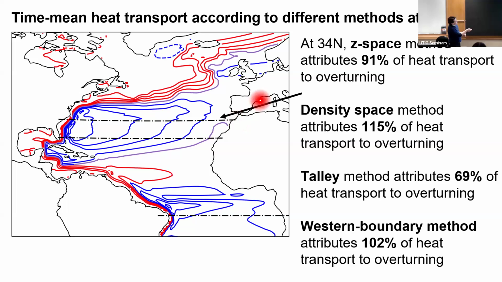So there are 4 different methods, and I tried them at 34 North, and you'll notice they all give you different numbers, which I think is really the main output of this work. All of us are going around saying, oh, we can separate these 2 things, and in fact, no matter what method you use, it's going to disagree with the other methods, and it's not clear which method is best in general. So the Z-space method gives you 91%.